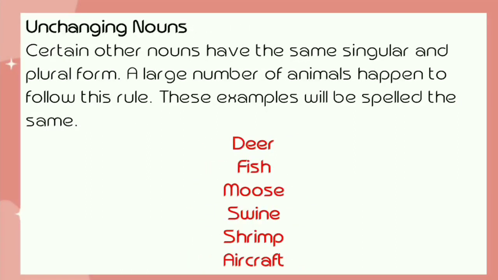Unchanging nouns. Certain other nouns have the same singular and plural form. A large number of animals happen to follow this rule. These examples will be spelled the same: deer, fish, moose, swine, shrimp, aircraft. They have the same spelling in the singular and plural form.